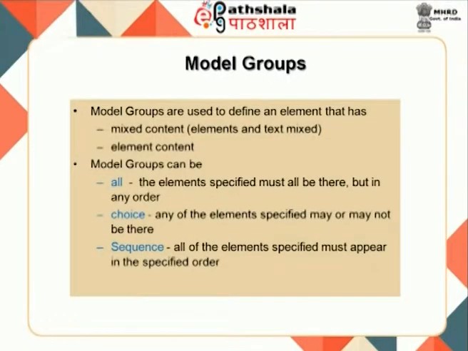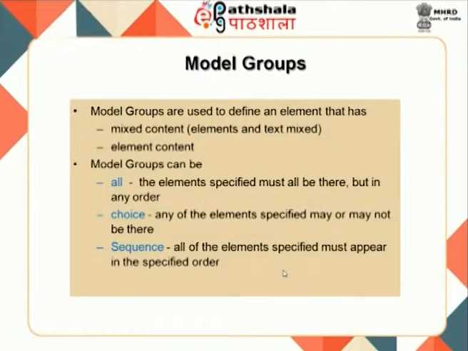I told you that if you use a sequence, all the elements specified must appear in the specified order. You sequence it. For example, you have defined an element called name. The name has two other sub elements called first name and last name. Then you define the name as a complex type, and the first name and last name are going to be simple types, and you want to sequence it. So when you use the keyword sequence, you specify that the first name should appear first and then the last name. So it should come in order.